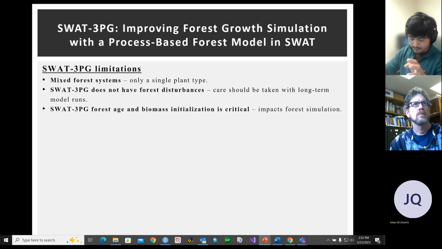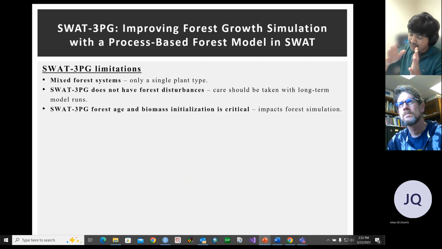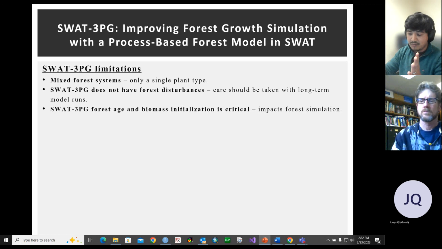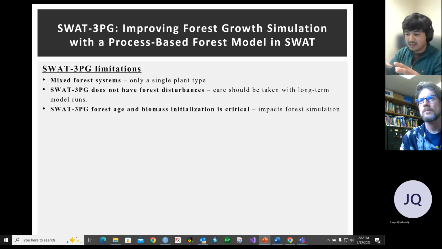Apart from that, as I mentioned, mixed forest systems: because of the limitation in how SWAT simulates forest, we can replicate the spatial trend in biomass, assimilation, losses, LAI and all that, but it's still a hypothetical scenario, right?